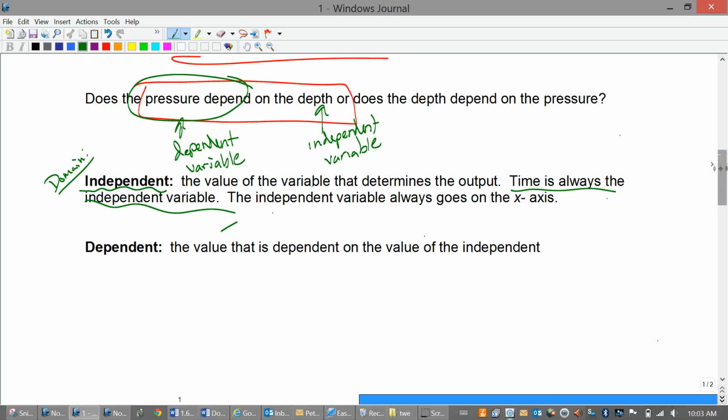Dependent. The dependent variable depends on the independent variable. The dependent variable happens as a result of the independent. If you're trying to figure out the dependent variable, think about what's the result. What's the result of the situation?